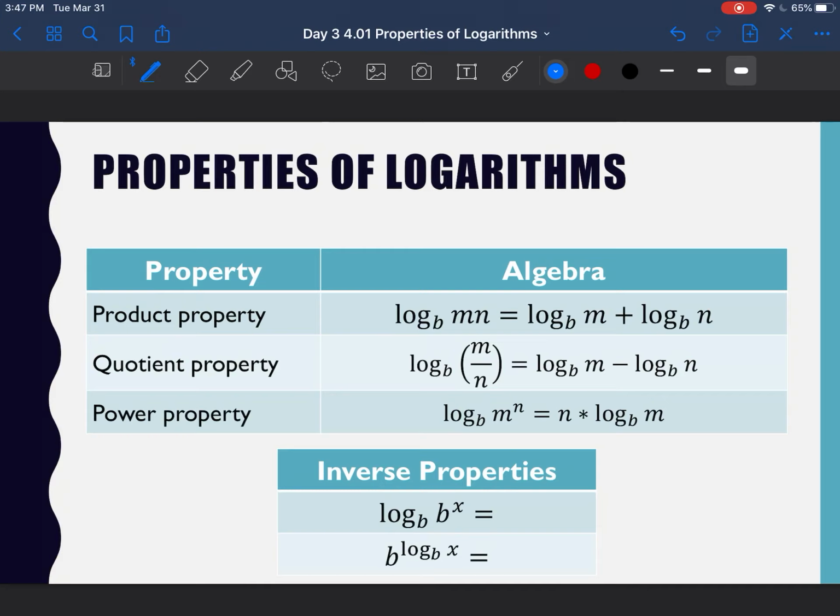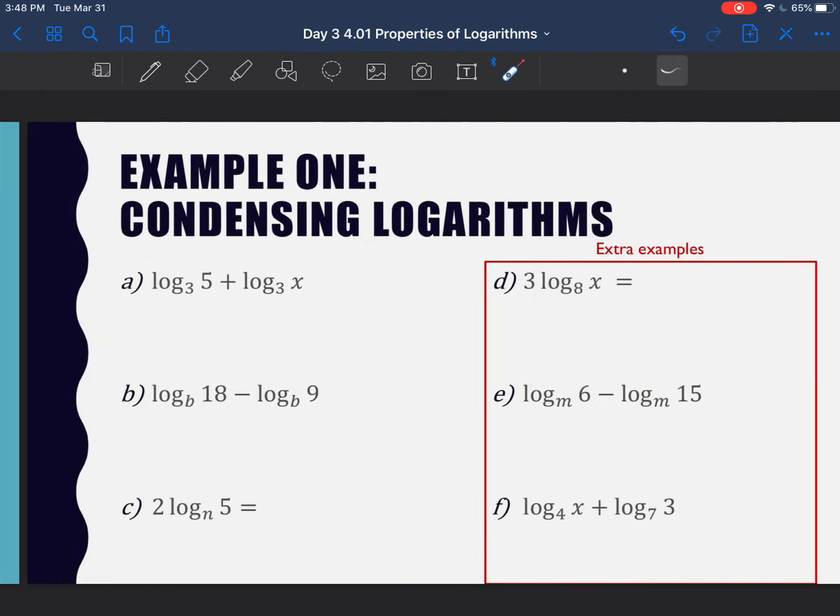So we had the product property right here. Whenever you're multiplying two things together, you can split it apart using addition. The same thing works opposite. So if you have two logarithms that are adding, you can bring them together to be one logarithm. If you multiply, you still have the quotient property. If it's division, you can change that to be subtraction. And then you have the power property. So we're going to use those same properties, but backwards.